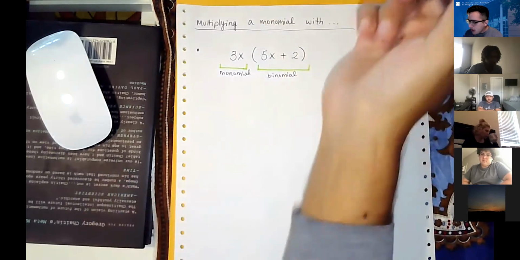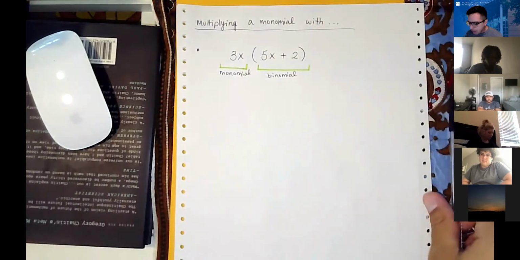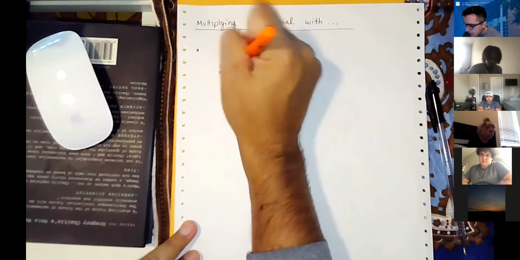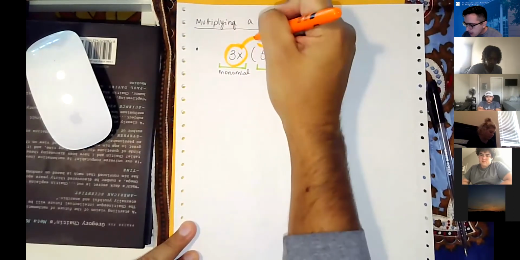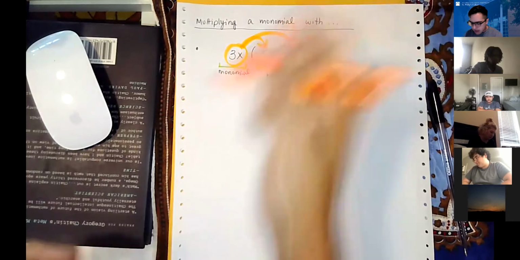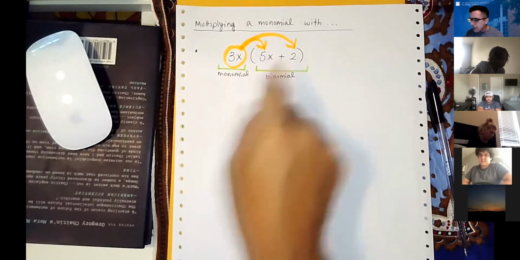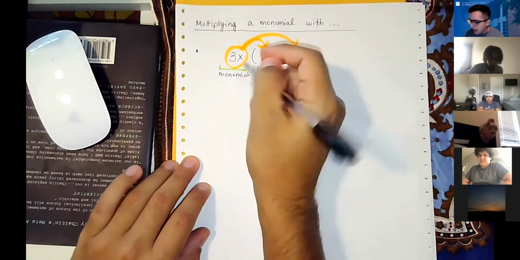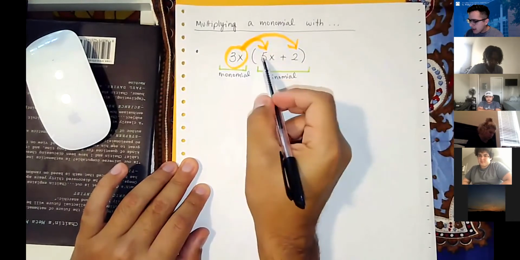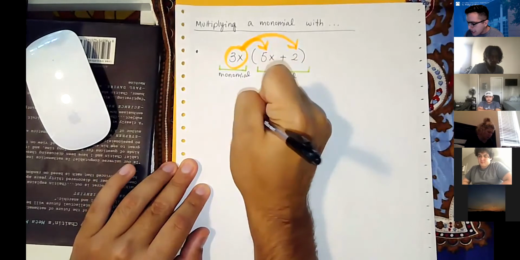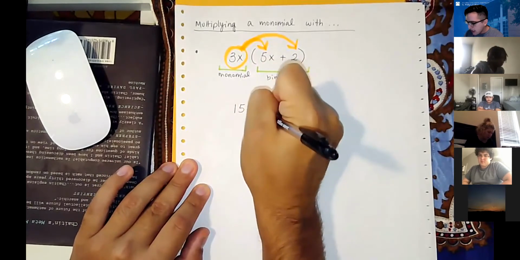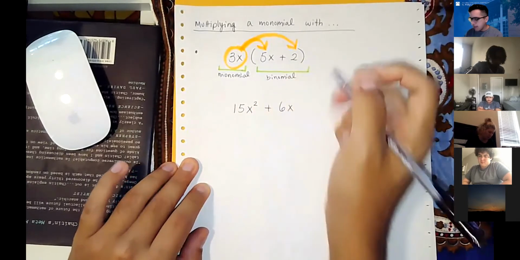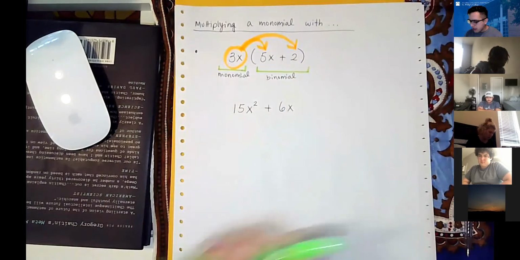But here is where we're going to use the distributive property, where we say, let's take this monomial and distribute it right here. We're going to multiply it right here as well. So this guy in the front of the parentheses gets multiplied to both of these things inside the parentheses. So 3x times 5x is 15x squared. 3x times 2 is 6x. Does anybody have any questions about that?